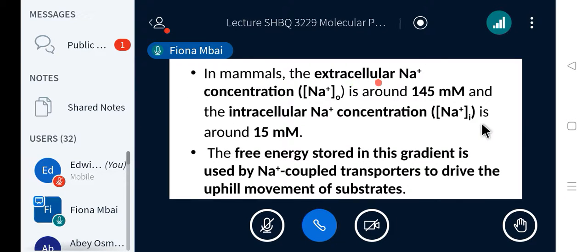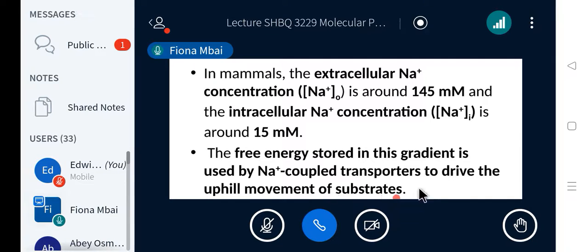Away from it. The extracellular sodium concentration, which is the concentration of sodium outside. When you see this in future, this means the concentration of whatever ion outside is around 145 millimolar, and the intracellular sodium concentration inside is around 15 millimolar. The free energy stored in this gradient is used by sodium-coupled transporters to drive the uphill movement of substrates.